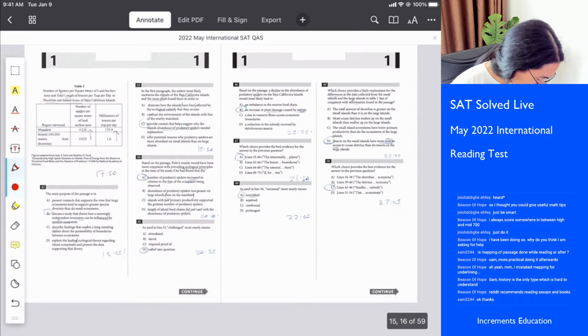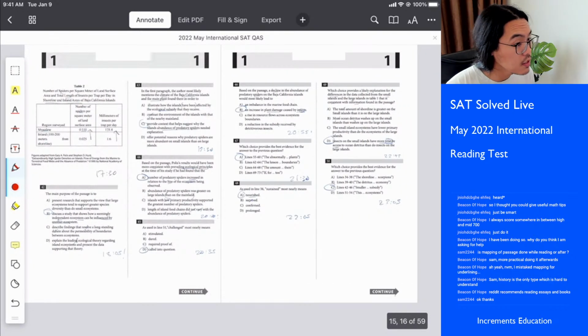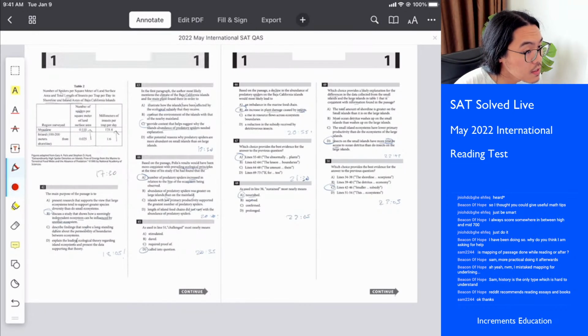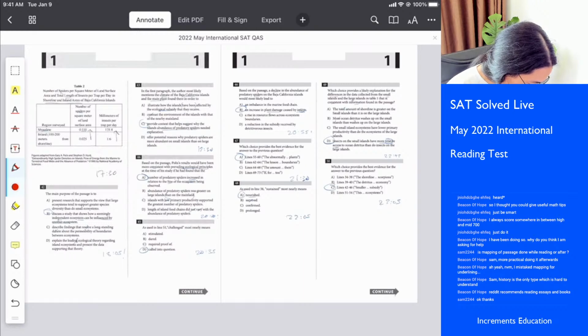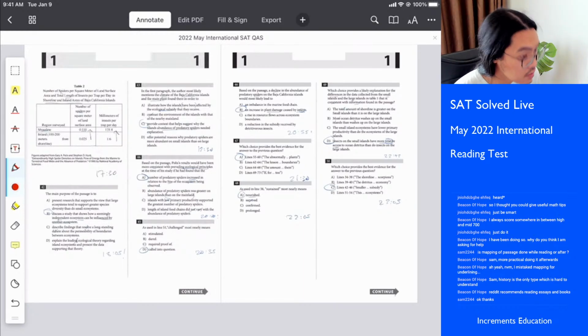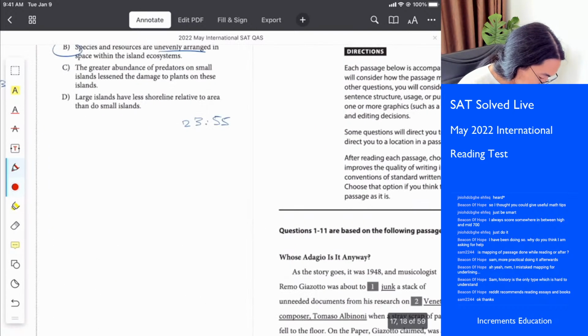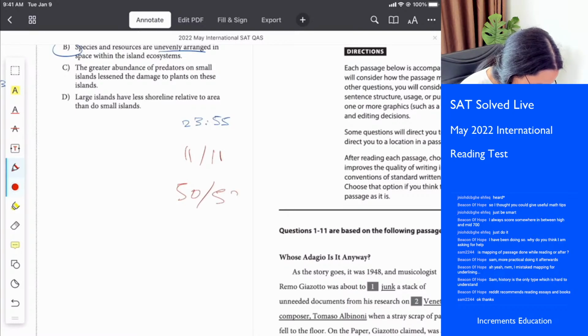Then here I chose BCAD. What number was this? Question 42. BCAD, correct. And then BAA, I chose BAA, okay. And then DC, cool. And then I chose BB, cool. That's 11 out of 11. So I got 50 out of 52.